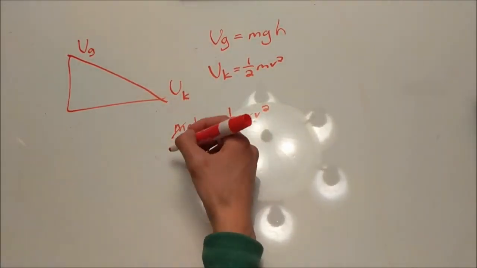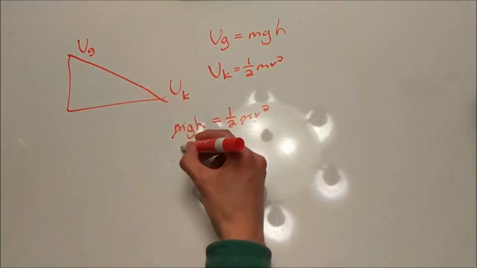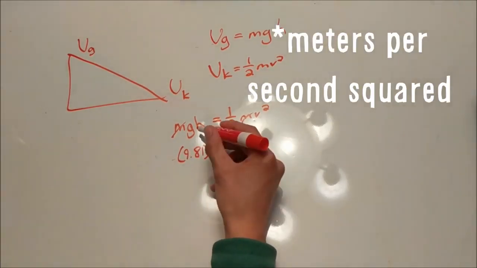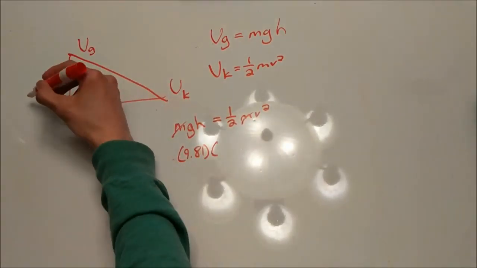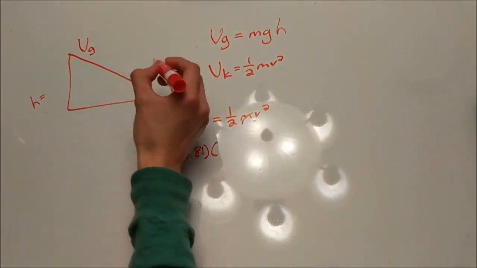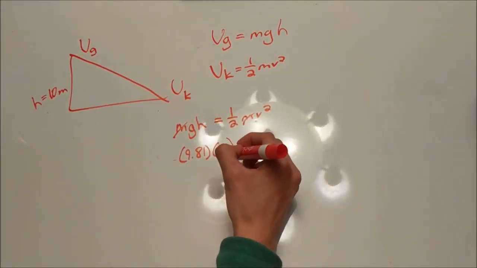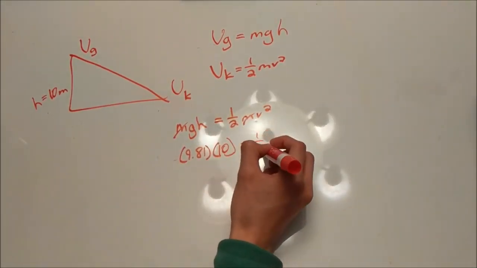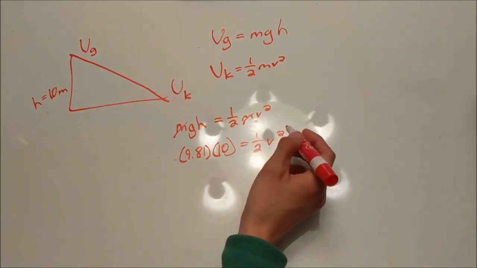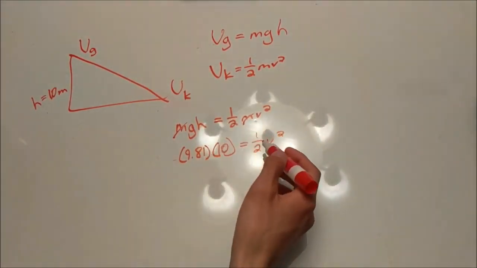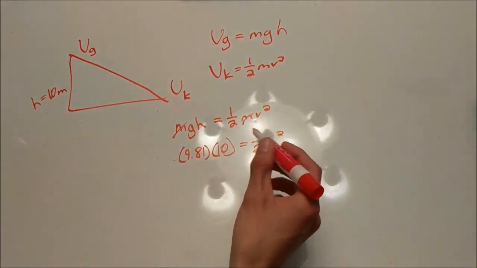Now, g, we know, is the acceleration due to gravity, which we know to be 9.81 meters per second squared. And the height of the hill that I was on, from where I started to where it ended, was approximately 10 meters. So we'll use 10 right there. And that's equal to 1/2 times velocity squared. Now we can multiply these two numbers together and multiply both sides by 2 to get rid of that 1/2.